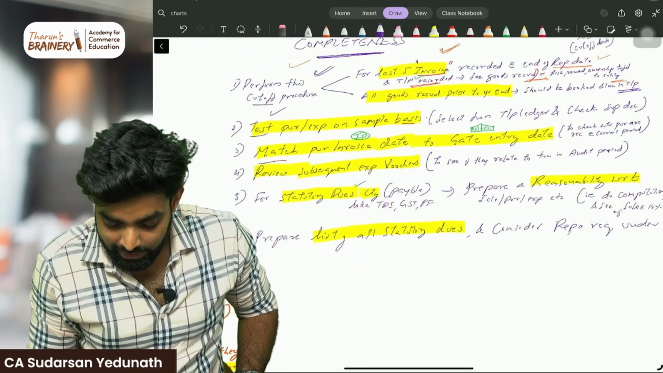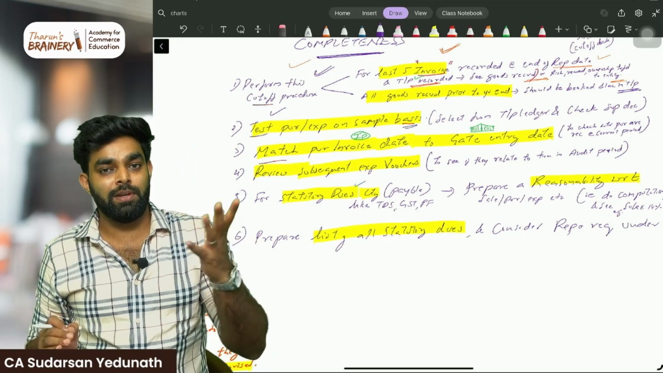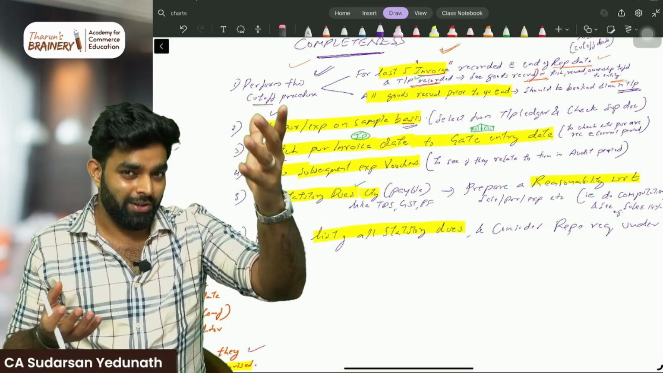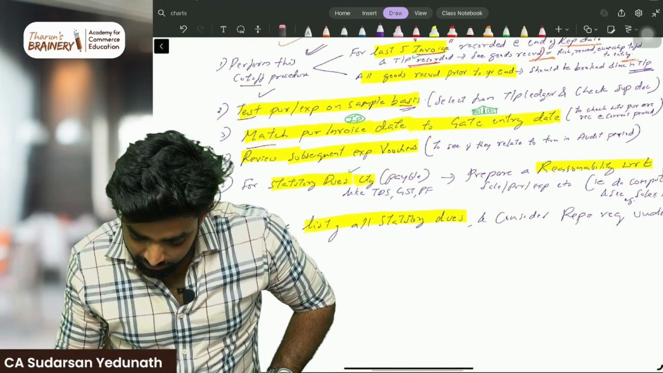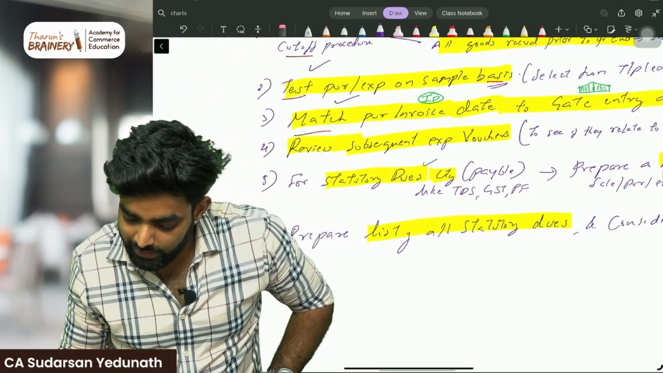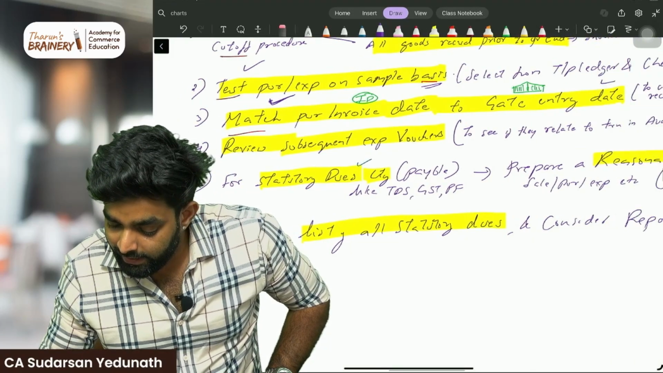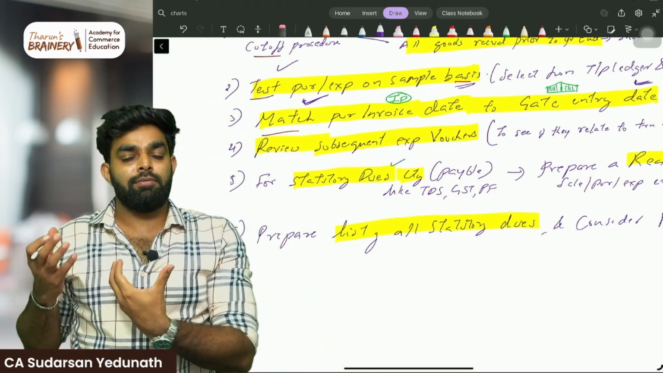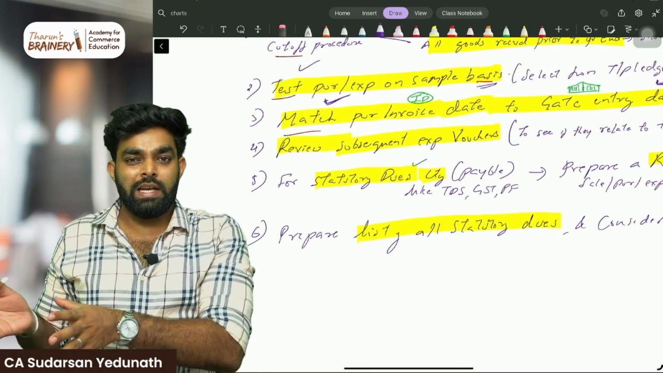Then test the purchase and expense bills on a sample basis. If 1000 bills are there, take, not 3 or 4, but like 10, 20, 30 and test them on a sample basis. Then match the purchase invoice date to the gate entry date. I purchased a product on 25th March, and I received the product on 28th March.